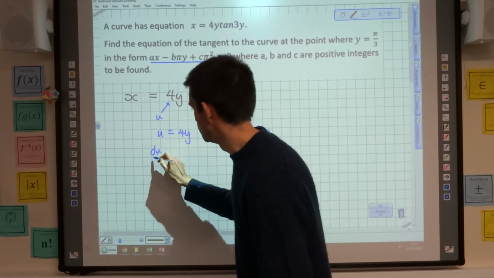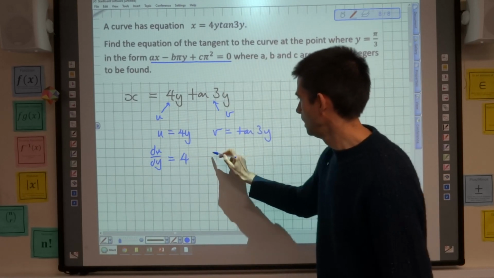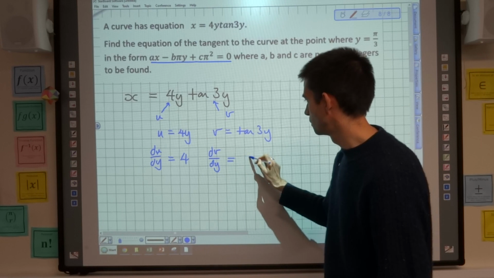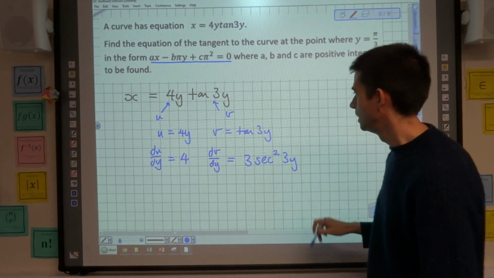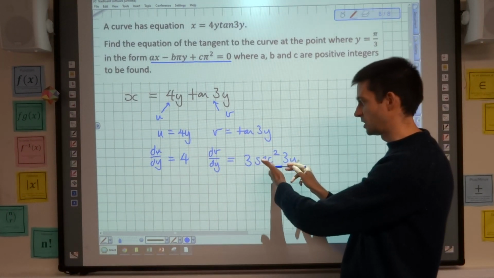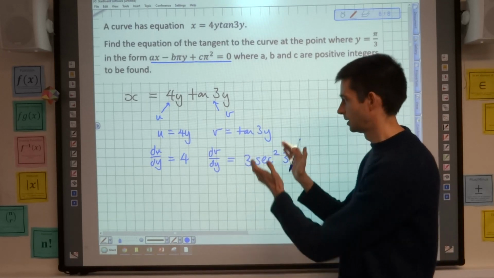So we're going to get du dy equals 4, and we're going to get dv dy equals 3 sec squared 3y. So tan differentiates to sec squared, so tan 3y differentiates to sec squared 3y, and we multiply by 3 because of the chain rule, that function 3y.